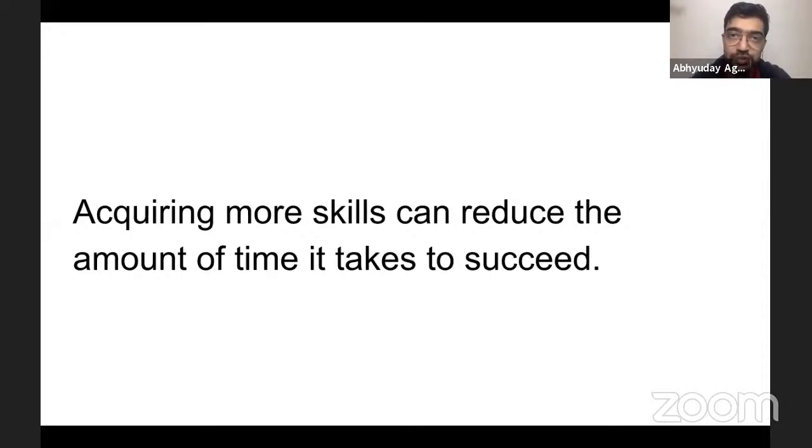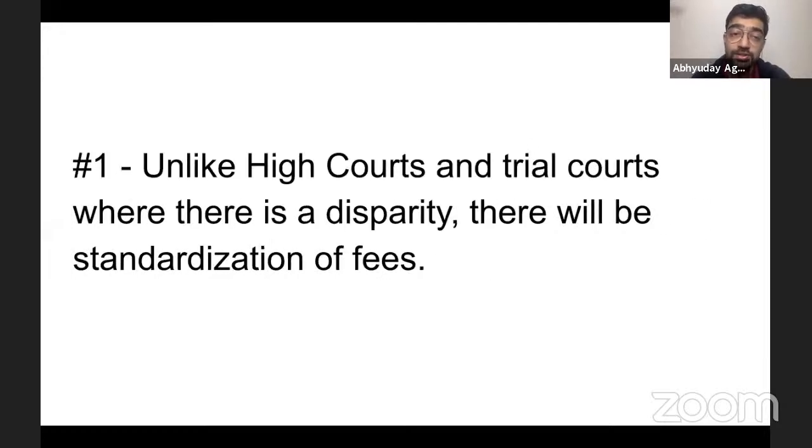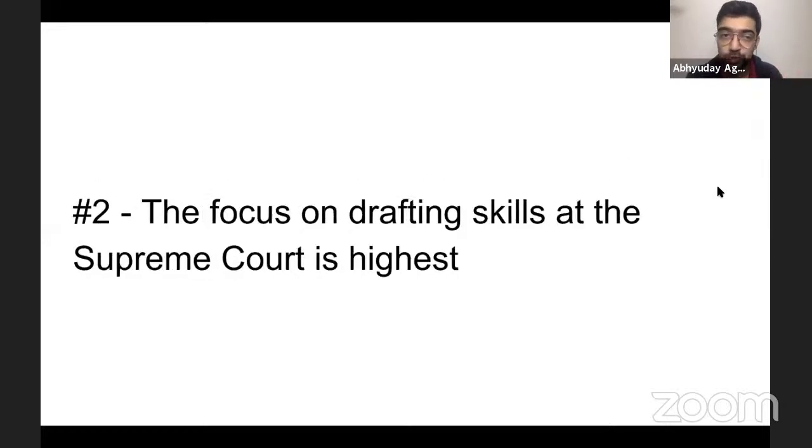You have Sanchita's example. She said 6 months earlier, 7 times more. Now, learning Supreme Court work gives you certain advantages as a fresher. What are the key advantages? We did a lot of research and found some specific examples. Unlike high courts and trial courts where there is disparity, Delhi High Court being different from Calcutta High Court, Madras High Court, and Patna High Court, there will be standardization of fees in the Supreme Court, right? A Supreme Court lawyer won't say, I've come from Madras High Court, I'm going to pay my juniors less. There will be lawyers who start to follow a standardized structure for getting juniors, because otherwise they will not get juniors, right? Tell me if you're with me on point 1, okay?